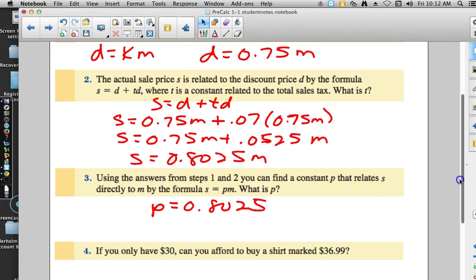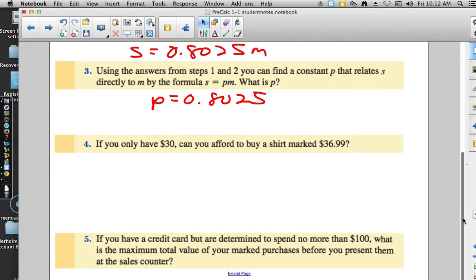So the question is, you went into the store, you've got $30 to spend. Can you buy a shirt that's $36.99? Well, like I said, you probably want a calculator in the store.